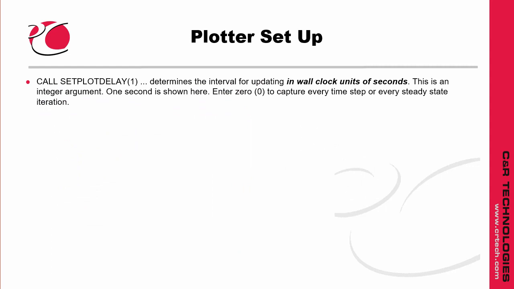First, the user must define the update interval, or the refresh rate for the plot. This is the time interval based on a wall clock in units of seconds, not based on the solution time. Please note that this input must be an integer and that a value of 0 results in plotting every time step for a transient or every iteration for a steady-state solution. Plotting every iteration or time step can slow the execution due to the time it takes to refresh a plot. In most situations, a 1-second refresh rate is sufficient.